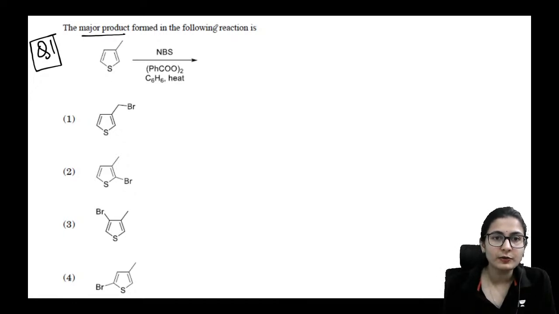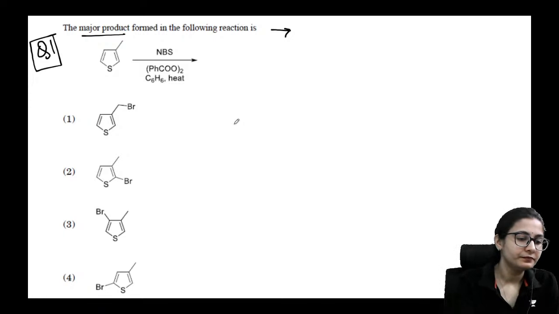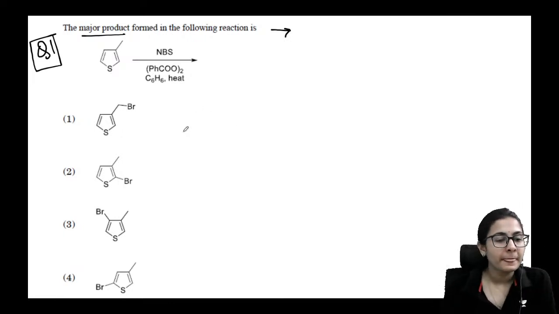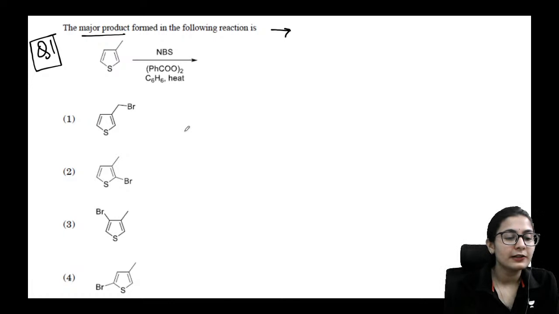First question: major product formed in the following reaction is. You can answer in the live chat. And guys, once increase the resolution so that you can see the question properly.